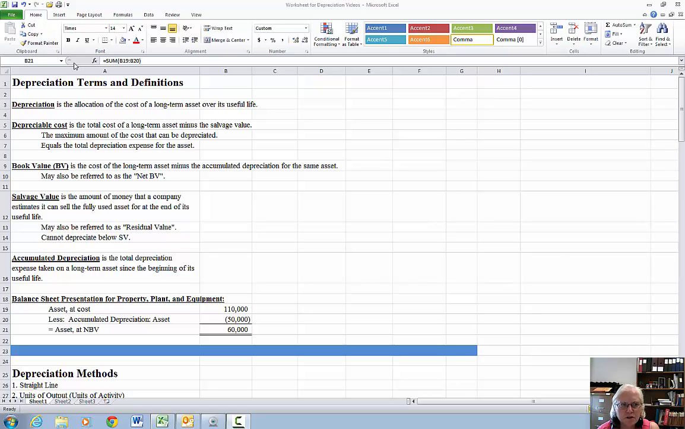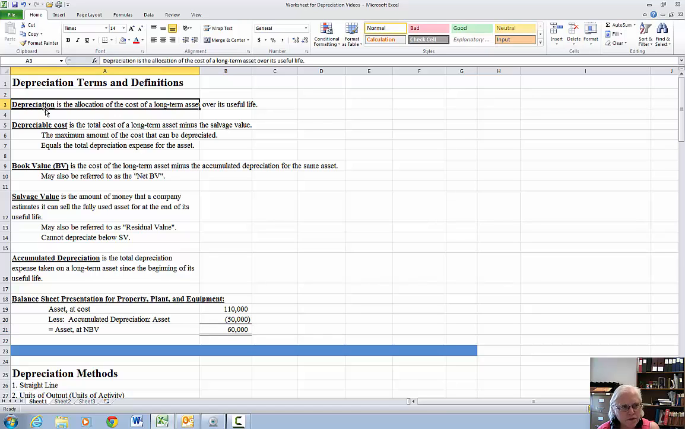Hey folks, we're going to talk about depreciation terms and definitions today. So let's start with the definition of depreciation. It is the allocation of the cost of a long-term asset over its useful life.